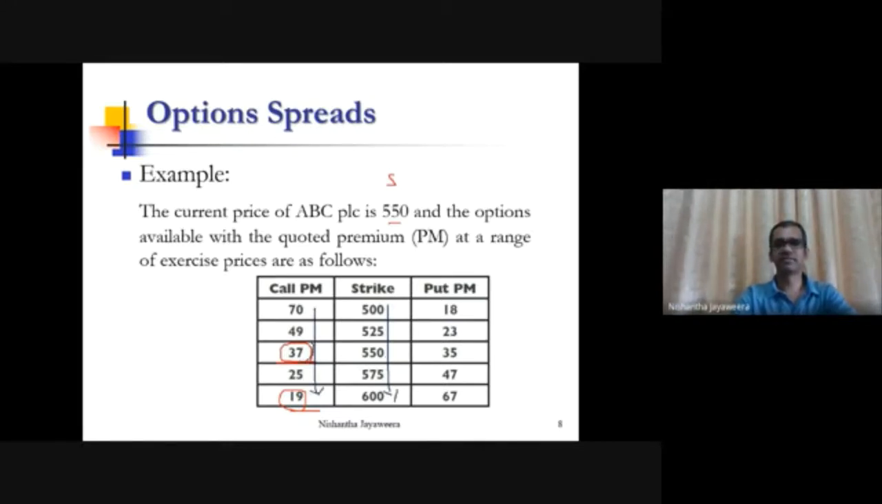To buy at 550, you have to pay 37. To sell at 600, you receive only 19. So since you always buy a call option with a low strike and sell a call option with a high strike, the net premium is negative for you. That means you pay the premium. Clear?